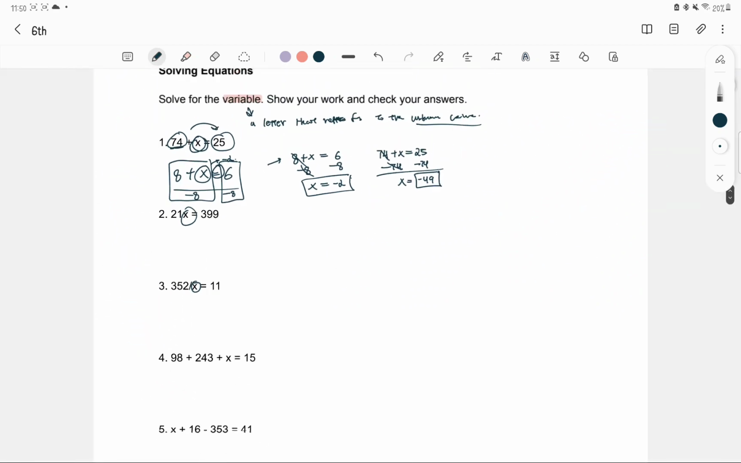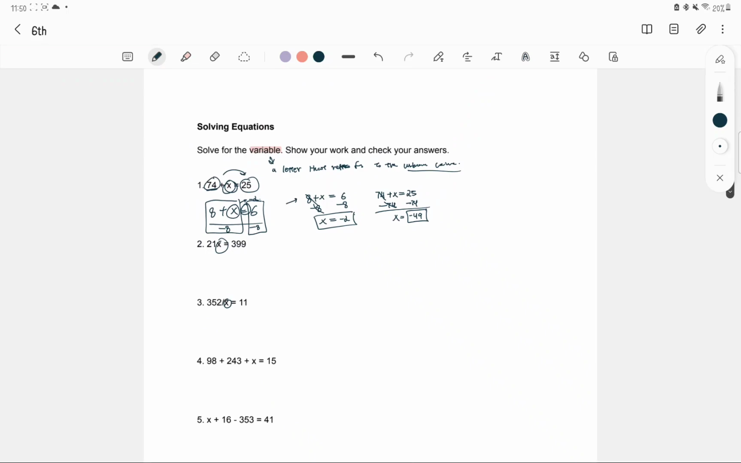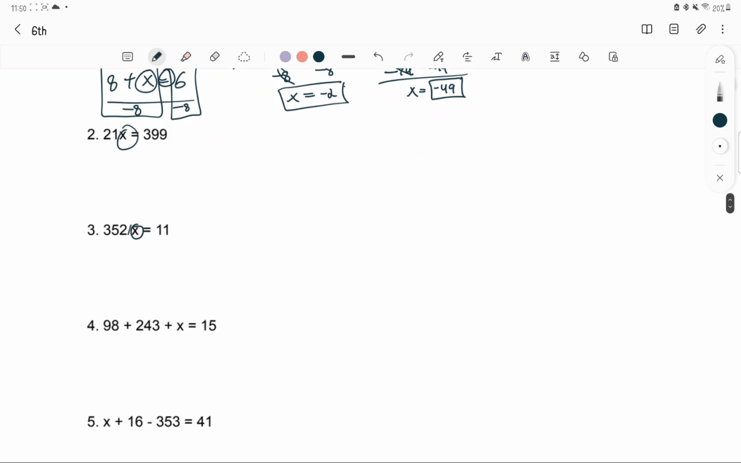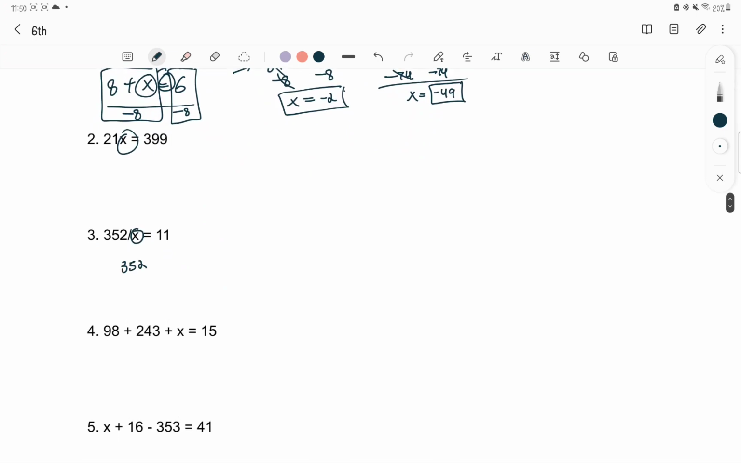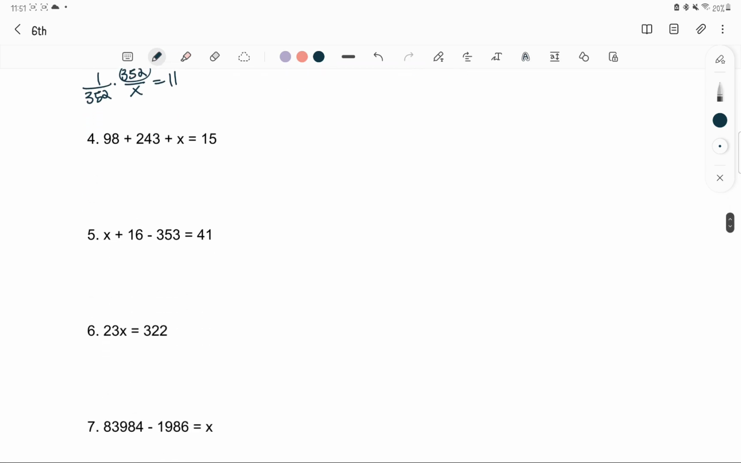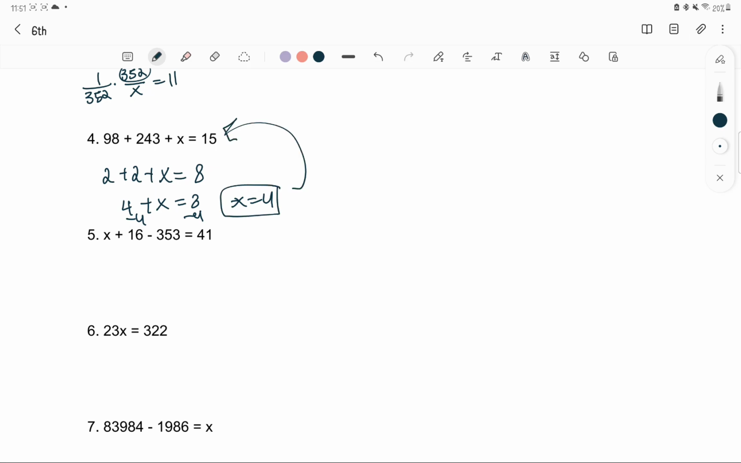And that's basically the basic concept of solving equations. So if it's multiplication, you can rewrite it as 352 over x is equal to 11. In this case, you have to get the x by itself. How do you do it? Just divide 352. You undo the operations. Think of it as 4 plus x is 8. Subtract 4. x is 4. Like this. And you apply the same concept over here.